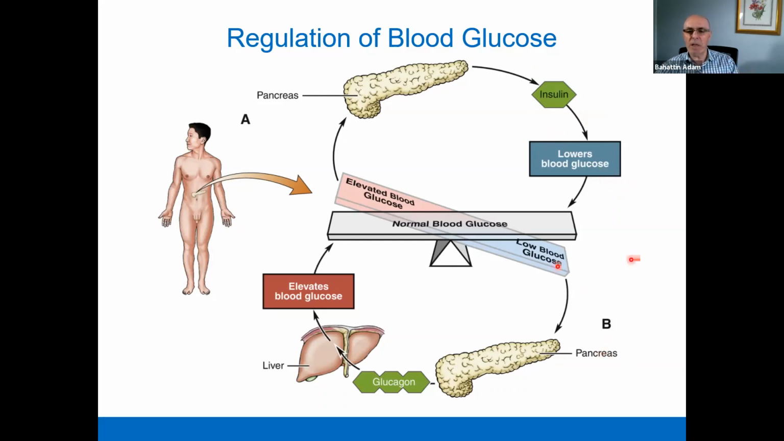Once the glucose is too low, below the normal range, which we call hypoglycemia, it again stimulates the pancreas, but this time not beta cells, alpha cells. These alpha cells produce and release the hormone glucagon. This glucagon will increase the blood glucose levels.